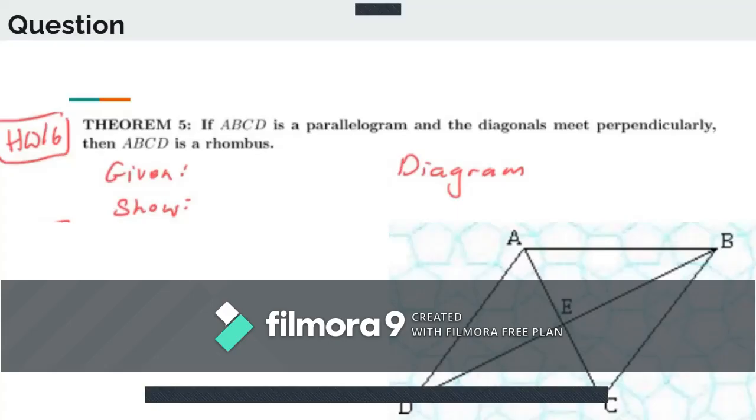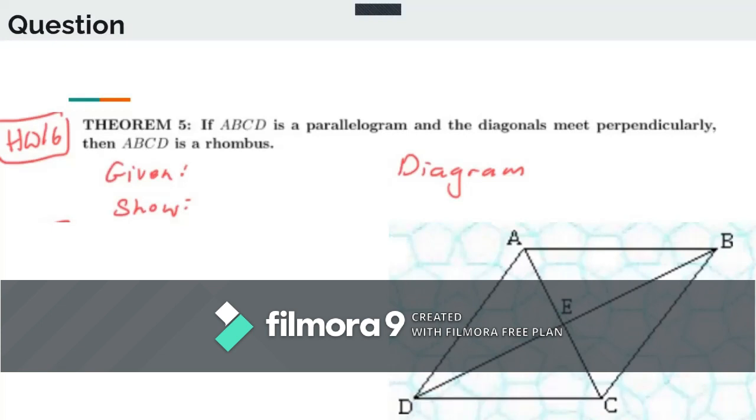So, the question states, for Theorem 5: if ABCD is a parallelogram and the diagonals meet perpendicular, then ABCD is a rhombus, right? In this question, they ask you to please mention the givens, the shows, and the diagram. I already put the diagram here, so that's already done. The next slide I'll mention the given and shows, all right?